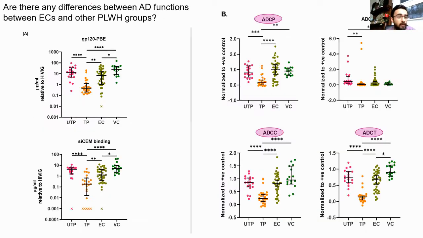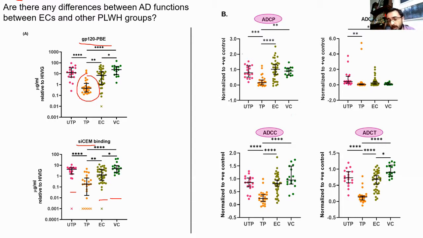So the first question we had was, are there any differences between the amount of antibodies present in these 4 groups? What we found was that the GP120 specific antibodies and the antibodies binding to trimeric envelope were similar in elite controllers, viremic controllers, and untreated progressors, which were higher than those observed in treated progressors. So this was observed in both these assays.